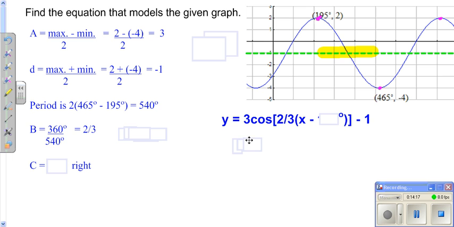We now need to go ahead and figure out C. C is how far you have to move your graph. Well, cosine normally has a maximum starting out here. So how far over here did we have to move it? Well, we had to move it from left and right 0 over to the right 195. So your C value then is 195. Since you're moving it to the right, that means it's a minus.